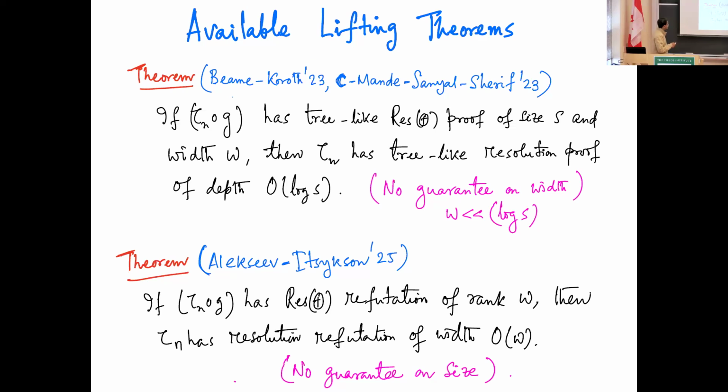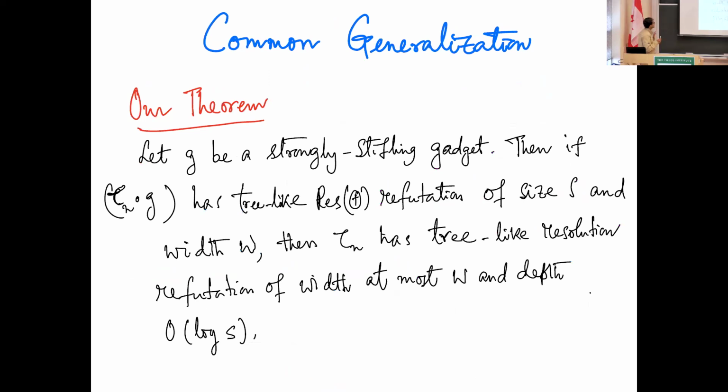And in the other case, there is no mention of size. Okay, so they're able to preserve the width, but there is no mention of size. So if you want to apply this lifting formula directly to Razborov's formulas, you actually don't get anything. So what we do here, which is the main technical contribution, is a lifting theorem, which is sort of a common generalization of those two theorems.